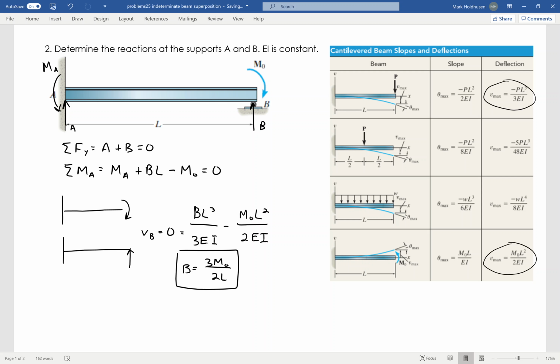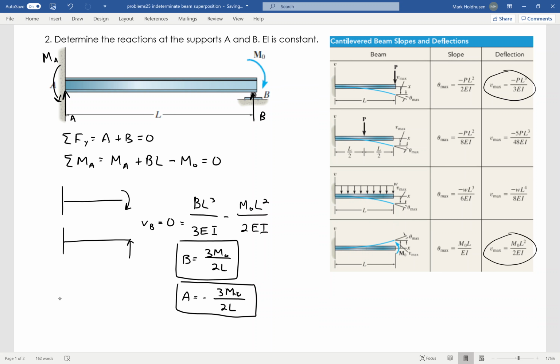Then plugging that in, I can find that A equals negative 3M naught over 2L. And then knowing both of those, I can go ahead and determine the reaction moment at A, which I find to be negative M naught over 2.